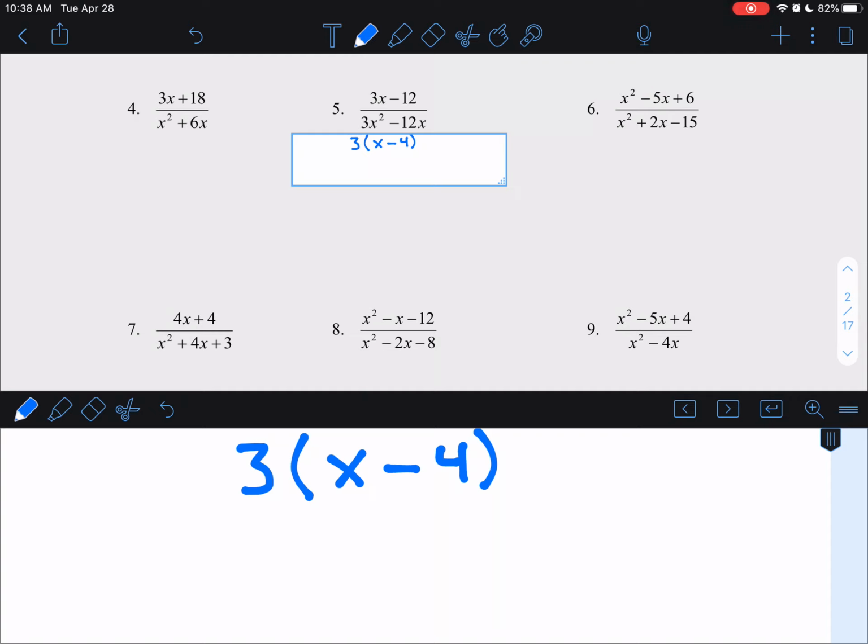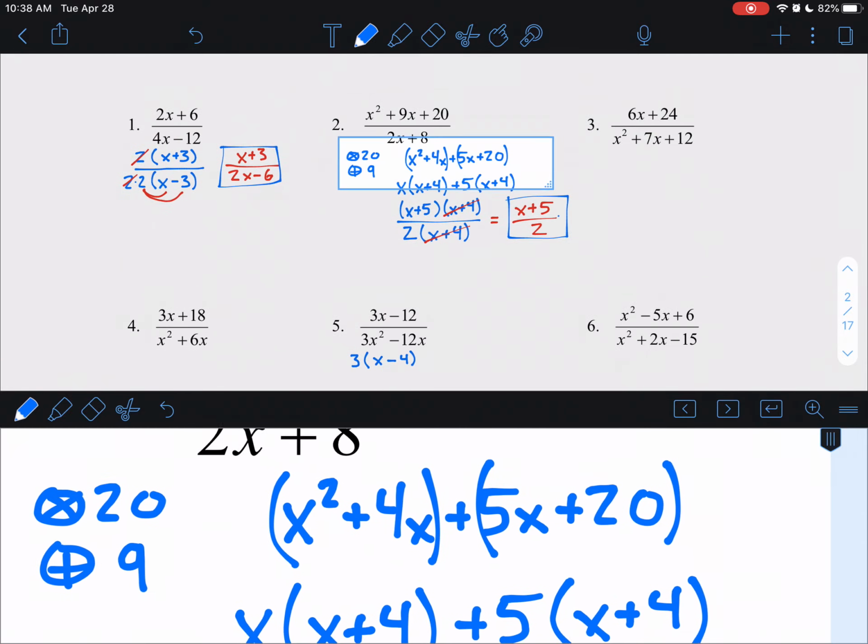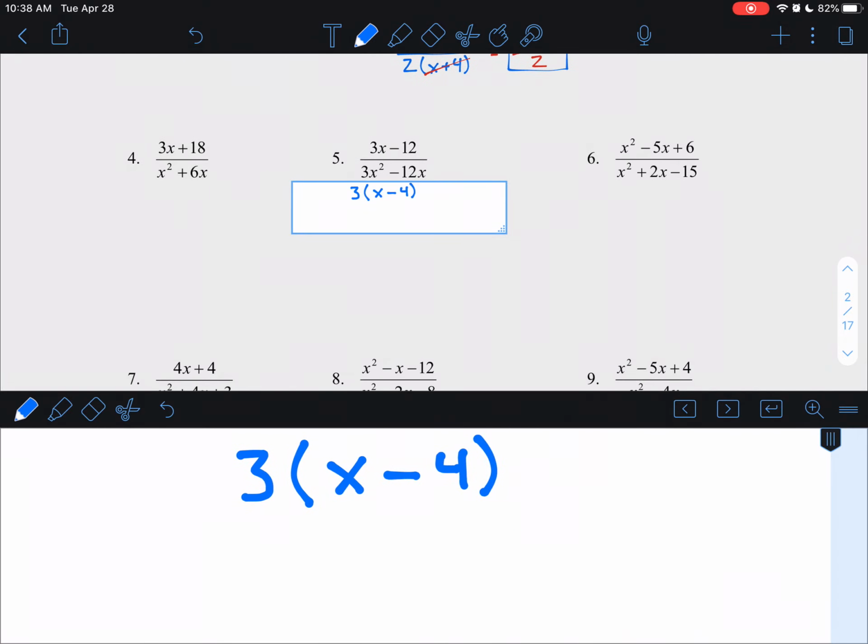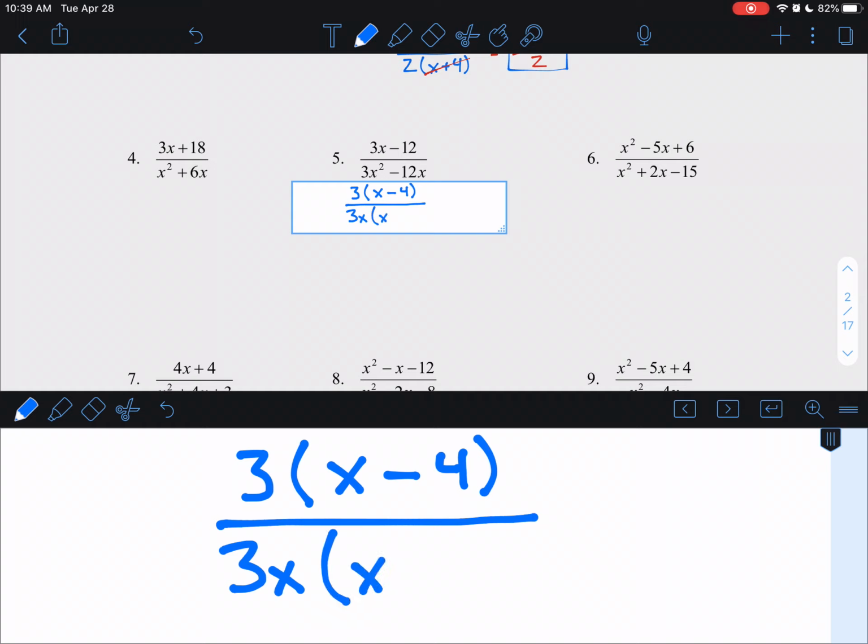Even though this is a quadratic, because it has that x squared, we don't have to factor it the same way I factored this one up here. It's still a binomial, so I can still just pull out the GCF. And the GCF here, between 3x squared and negative 12x, is going to be 3x. So 3x, and then 3x squared divided by 3x, I'm just left with x. Negative 12x divided by 3x, I'm left with negative 4.